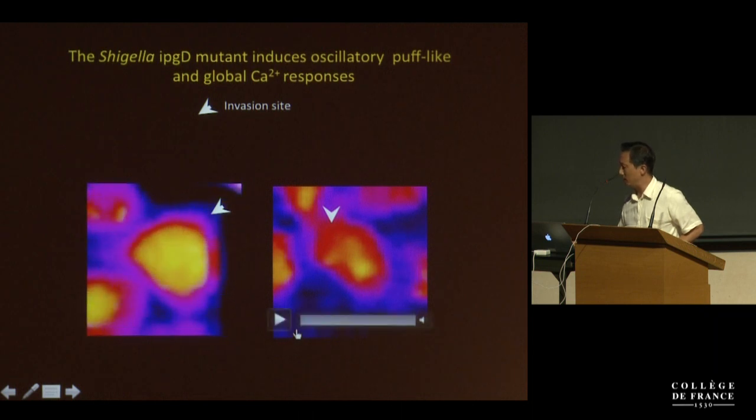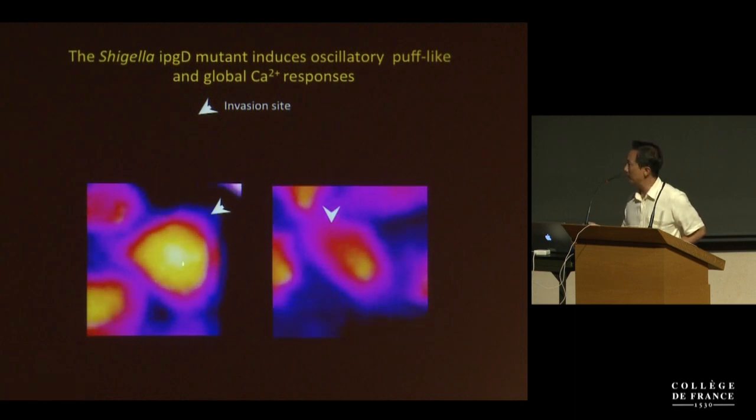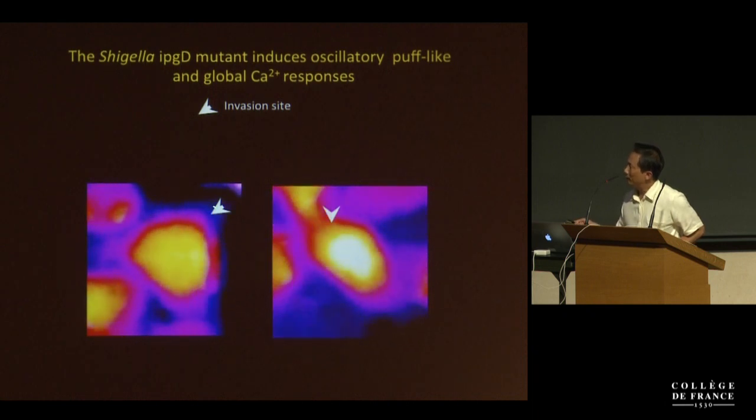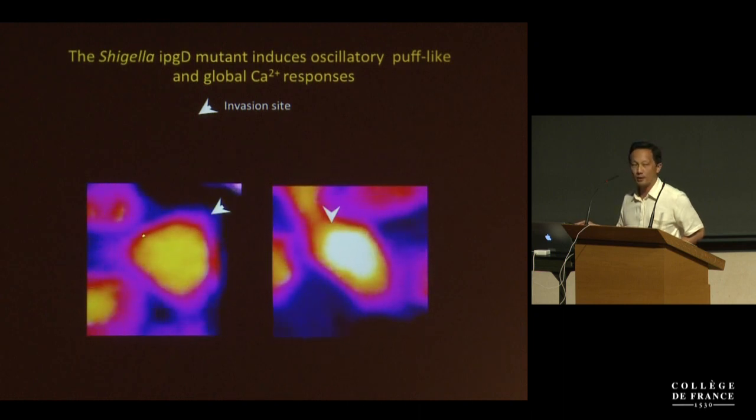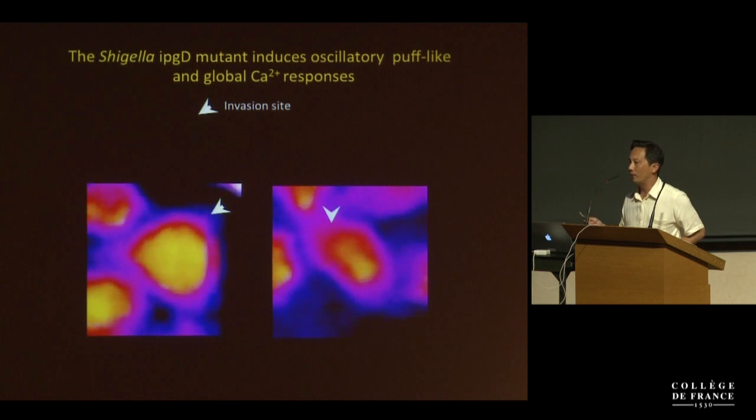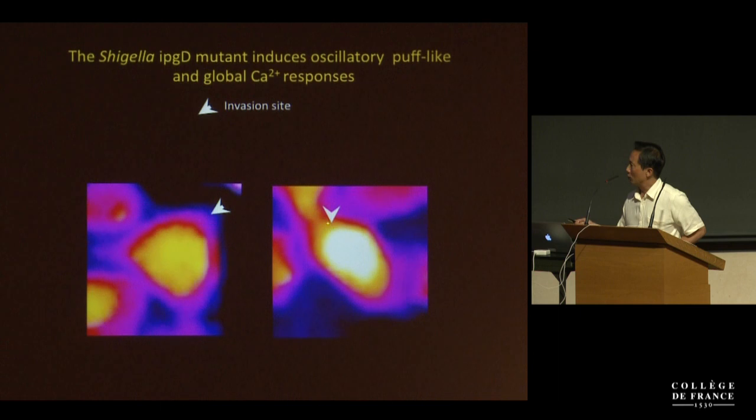showing typical examples of what we can see in the case of this mutant. If you just focus for the time being on this panel here, the white arrow indicates where the entry site occurs. And you can clearly see that in that particular case, we have a local calcium response that oscillates, but it's far away from the entry site. This would be reminiscent of oscillating puffs occurring at a distance from the bacterial invasion site. And the other example is just the global response that we can see very often with this bacteria.